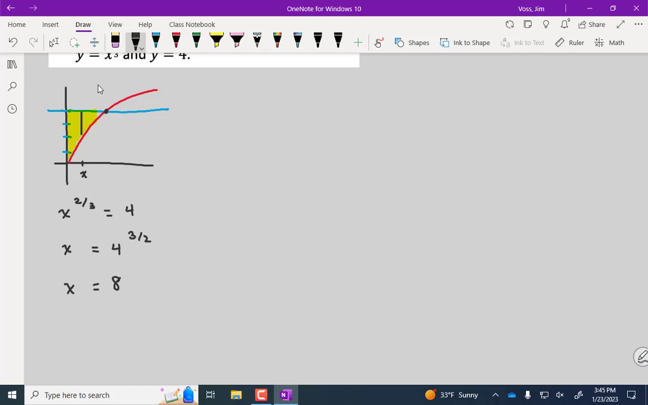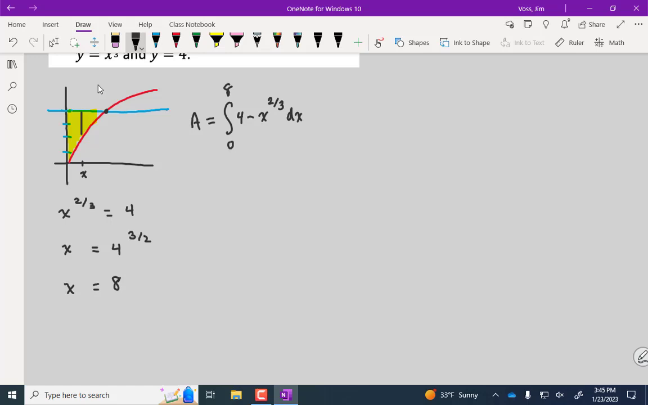The cross sections are perpendicular to the x-axis, so we draw that element perpendicular to x. So this tells us that the area will be the integral from 0 to 8 of the upper curve minus the lower curve. The cross-sectional shapes are going to be isosceles right triangles, where the horizontal leg in the xy plane and the vertical leg is the upper minus the lower.